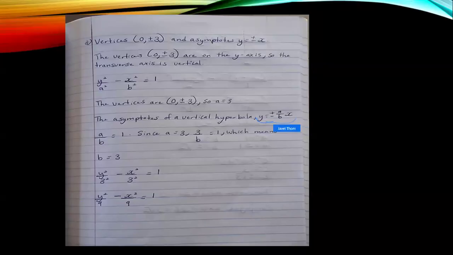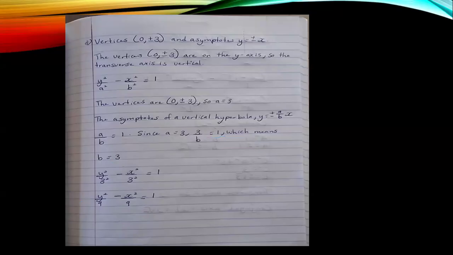y equal plus or minus a divided by b, x. So if our value is 1, it means that a is equal to 3, and then we divide by b. So if we have 3 divided by 3, that should give us 1. So we know that our a value is 3 and our b value is 3. So 3 divided by 3, that gives us 1. So we take those and we substitute.